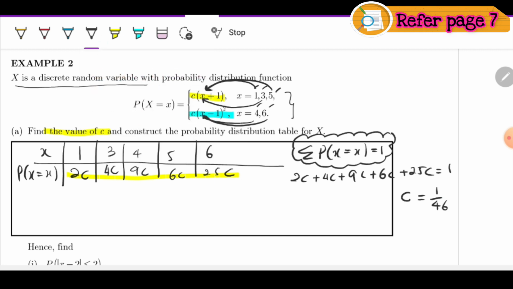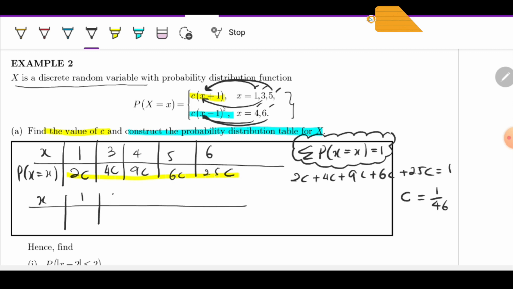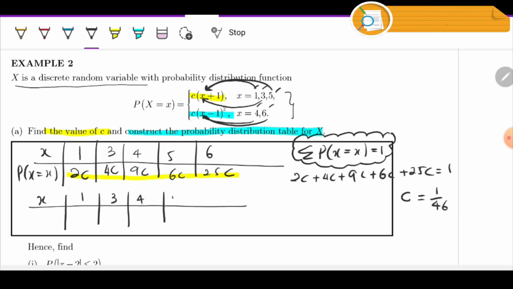Next question is you need to construct the probability distribution table for x. So we substitute the value of c into the table. So start from 1, 3, 4, 5, and 6. The second row is for the probability. So substitute c equals 1 over 46. Then we get 1 over 23.